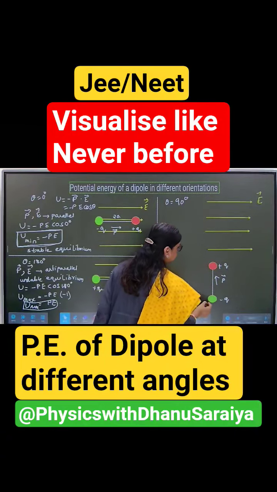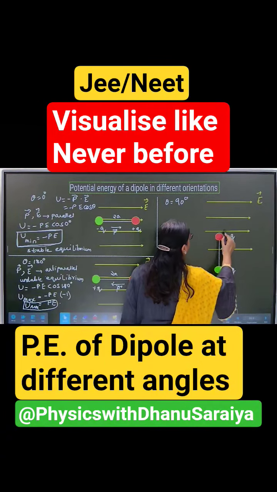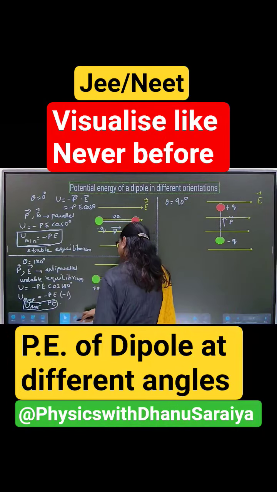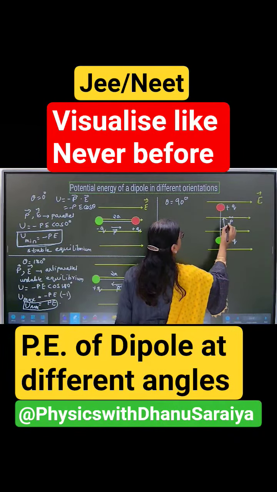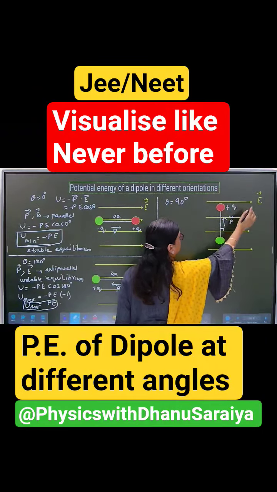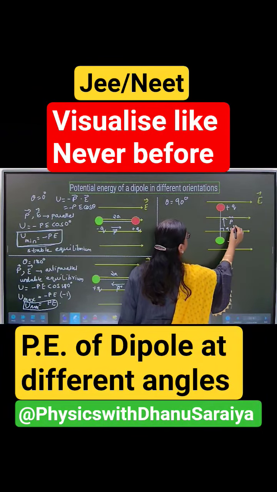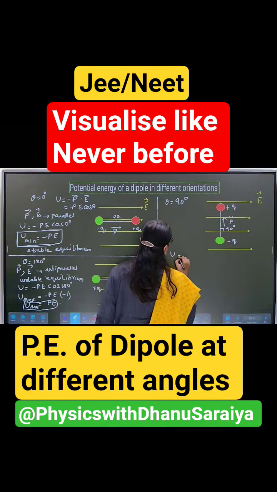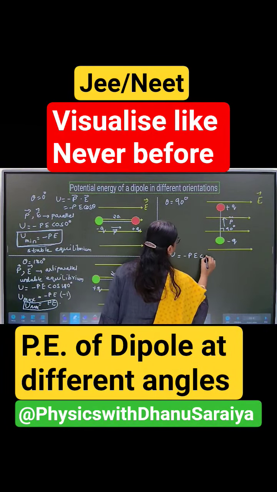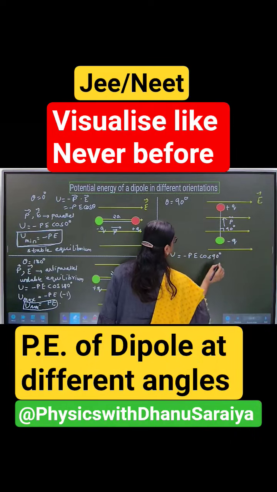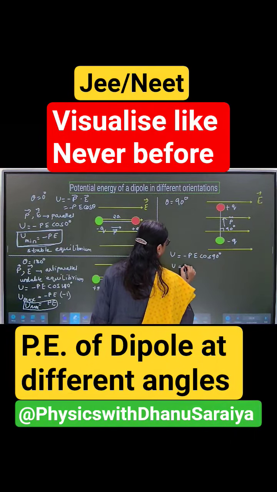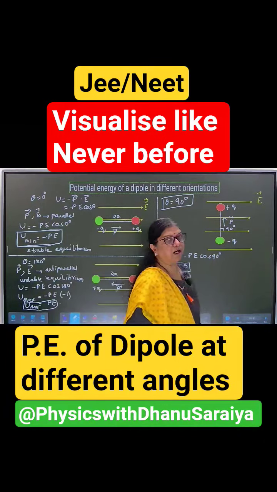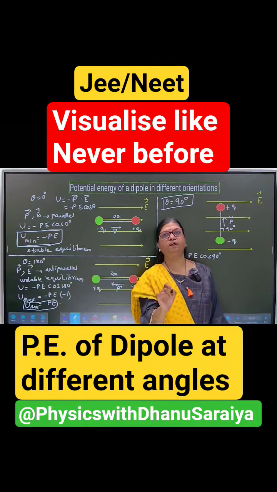Okay, let us place this arrangement in the uniform electric field such that the angle between P vector and E vector is 90 degree, as you can see in the diagram. Fine. So I'll just substitute U is equal to negative PE cos 90. Cos 90 is 0. So U is equal to 0. So potential energy is 0 when theta is equal to 90 degree between P vector and E vector.